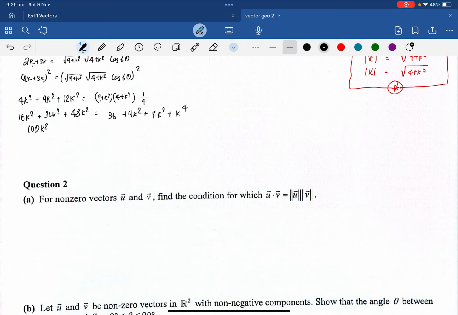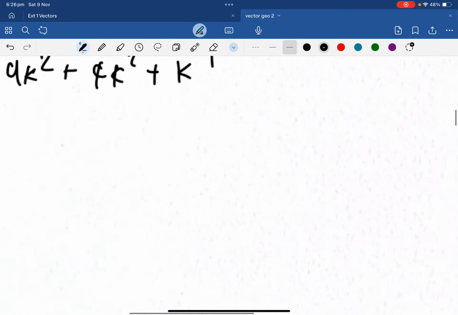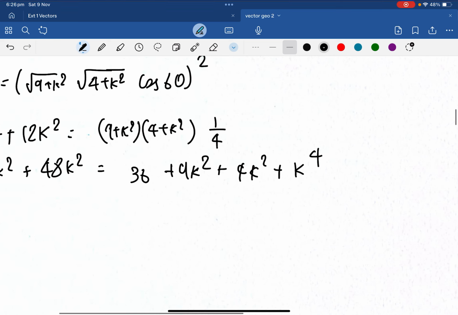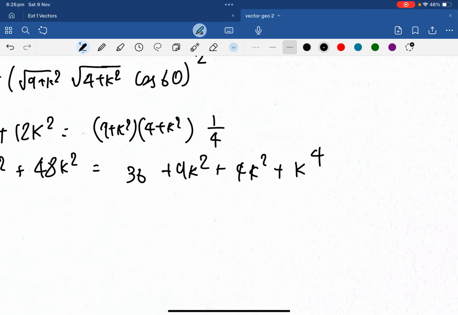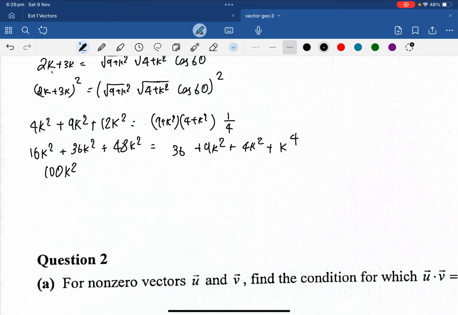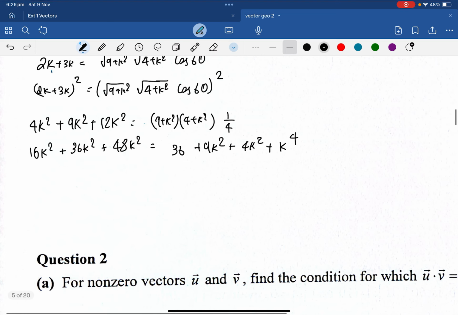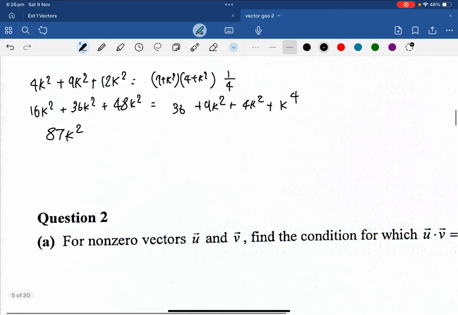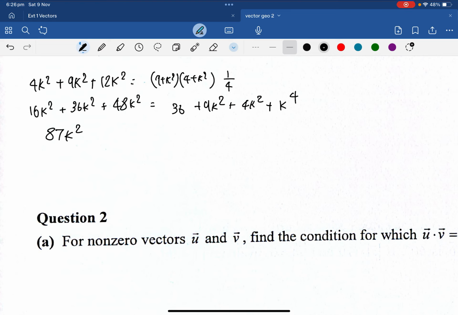So, hey, what's this? Oh, this is 4k squared. Combine both these here, so it's 13. What's 100 minus 13? 87. 87k squared minus k to the 4 minus 36 is equal to 0.